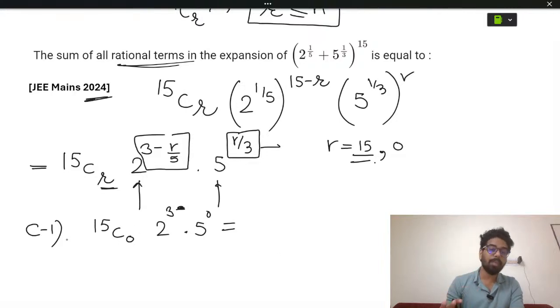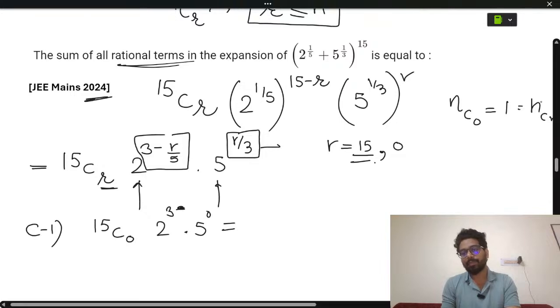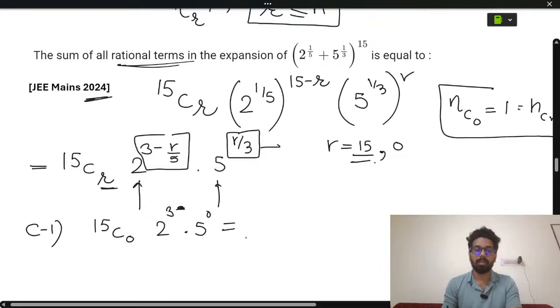I am assuming that you know the factorial thing. If you do not know how to calculate nCr, nPr, let me know. I'll give a short video or I will discuss the permutation combination chapter. As of now, nC0 you can memorize. nC0 is 1, which is equal to nCn. These are a few things you have to memorize. 15C0 is 1 into 8 into 1.